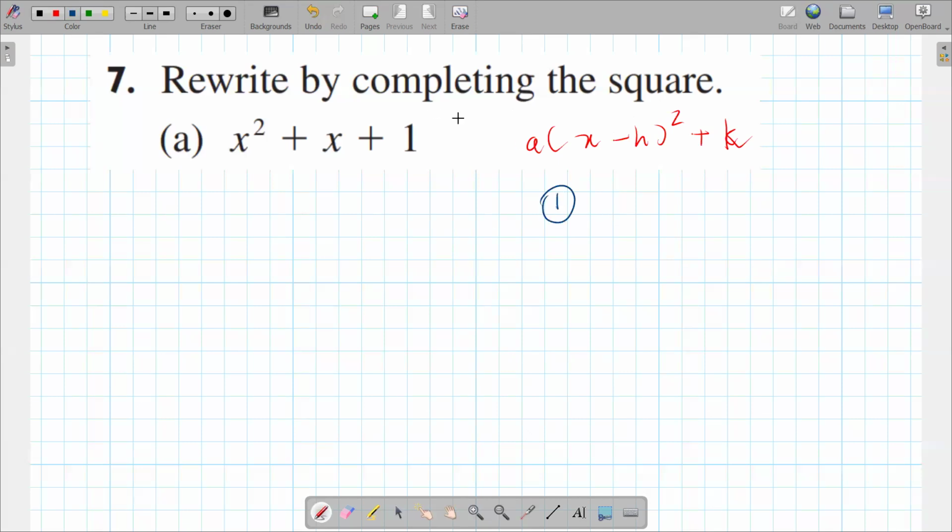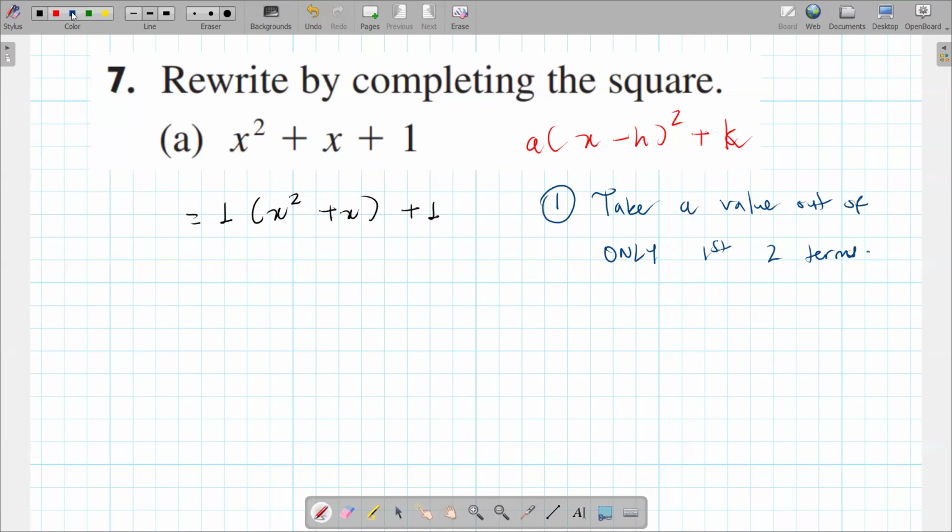Step number 1 to complete the square is to take the a value out of only the first two terms, not the c value. You don't want to take the a value out of the c value. Whereas if you were factoring it or something, then you would take the a out of the entire thing. But when you're completing the square, you only take it out of the first two terms, the square term and the x term. So over here, the a value is 1, and I'm just going to take it out of the first two terms. So nothing really changes. I'm just dividing by 1. So that's step number 1.